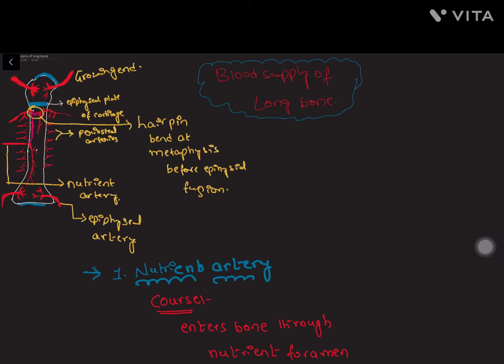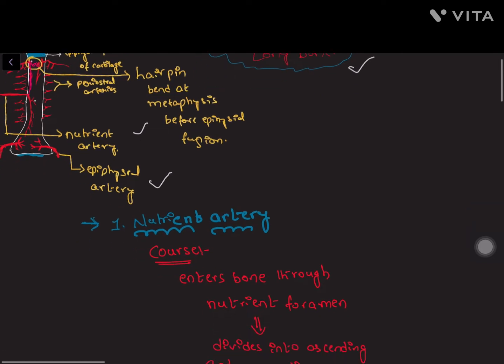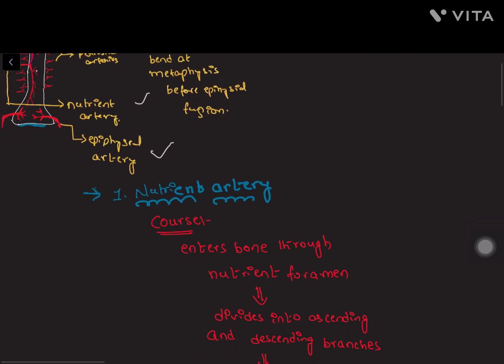Today we are discussing the blood supply of the long bone. So, the blood supply of the long bone consists of the nutrient artery, epiphyseal arteries, and metaphyseal arteries, as the bone has three parts: epiphysis, metaphysis, and diaphysis. First, we will discuss the nutrient artery.